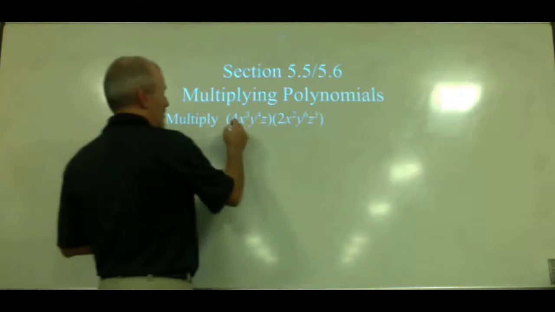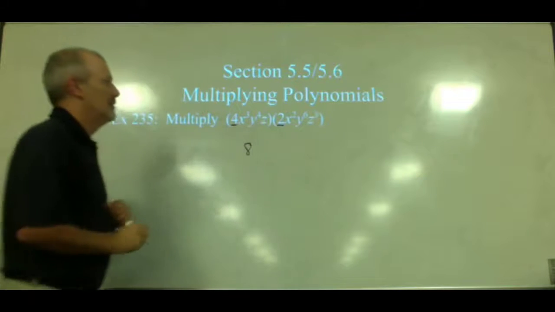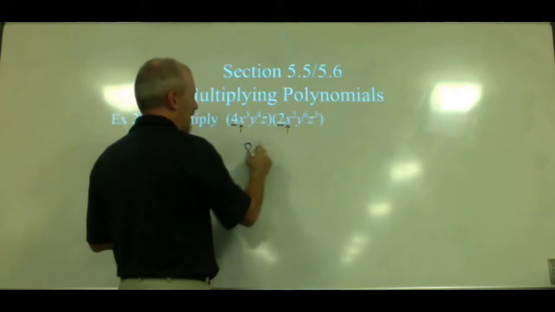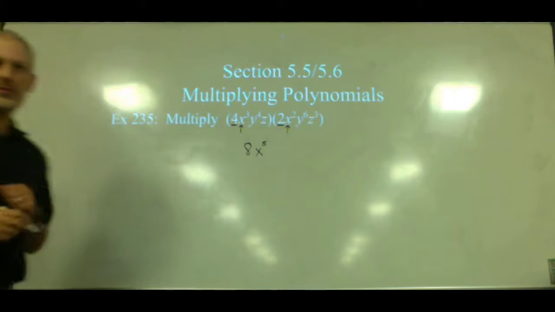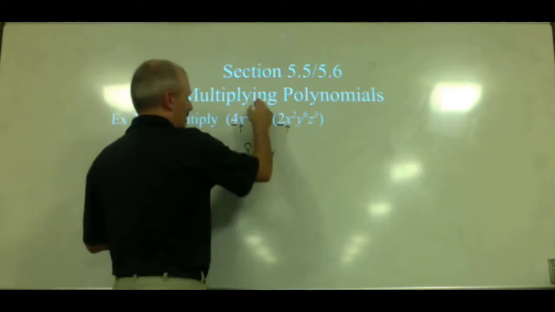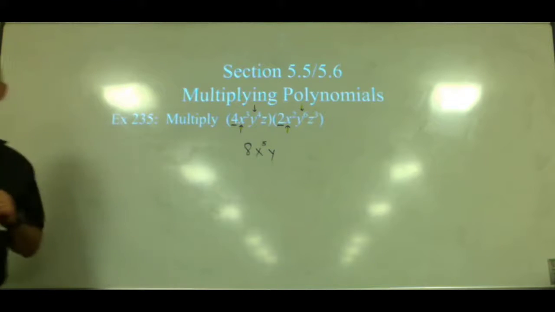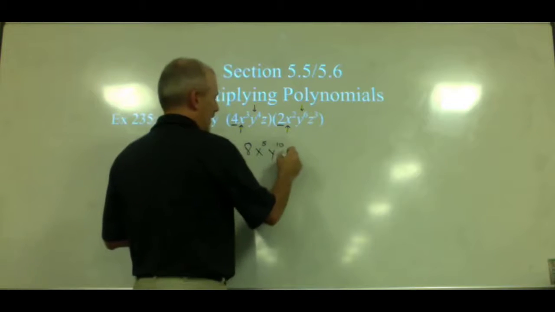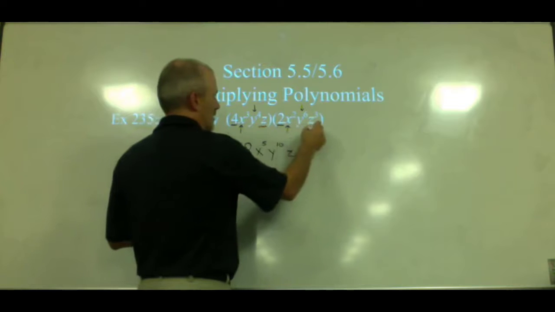You multiply the numbers. So 4 times 2 gives you 8. And you multiply the x cubed times the x squared, and that gives you x to the 5th power because you add the exponents, 3 plus 2. And then you have the y. So y to the 4th and y to the 6th will give you y to the 10th. And then finally z to the 4th.